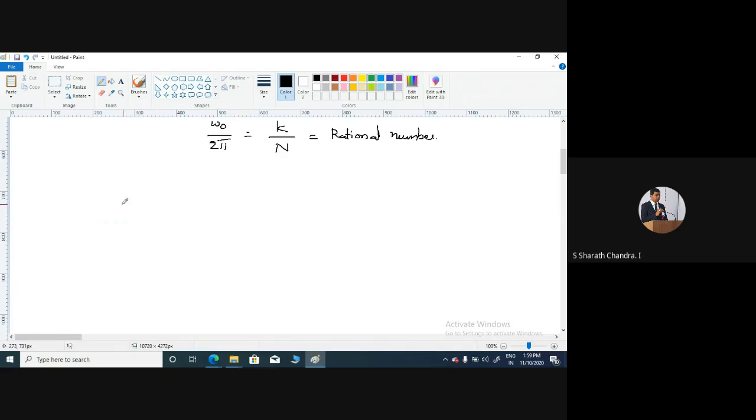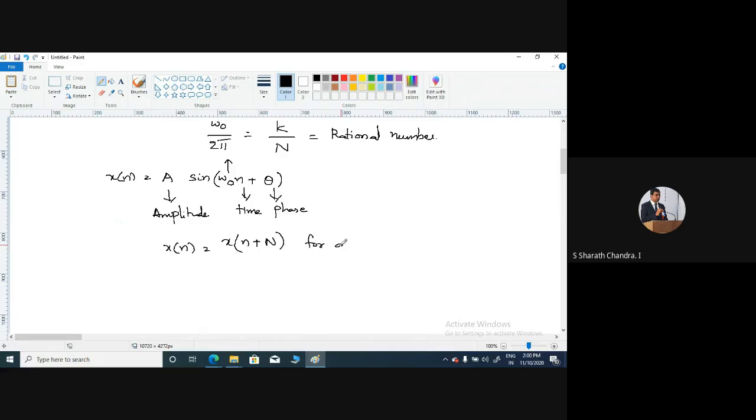Let us consider x of n is equal to A sine omega naught n plus theta. Here A represents the amplitude, omega naught represents the angular frequency, n represents the discrete time, and theta represents the phase. Now a discrete time signal is periodic if and only if x of n is equal to x of n plus capital N. This is the condition to check whether a particular signal is periodic or not, and it should be true for all values of small n.